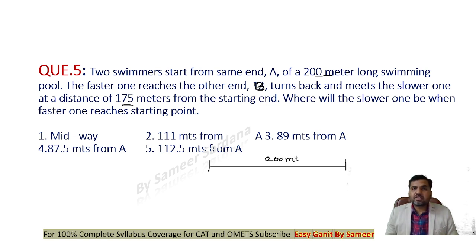The faster one reaches the other end B. One is a faster swimmer, the other one is a slower swimmer, right? The faster one reaches the other end B and meets the slower one at a distance of 175 meters from the starting end. So guys, the faster one is touching point B, then coming back. So they are meeting at a distance of 175 meters from end A, right? That means if it is 175 meters from the starting point, they are at 25 meters from end B.